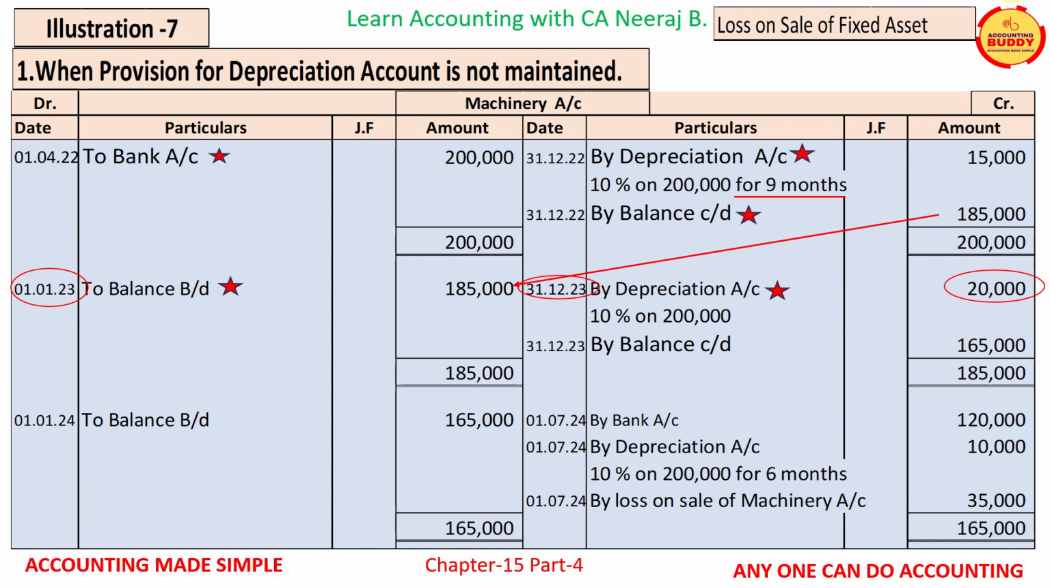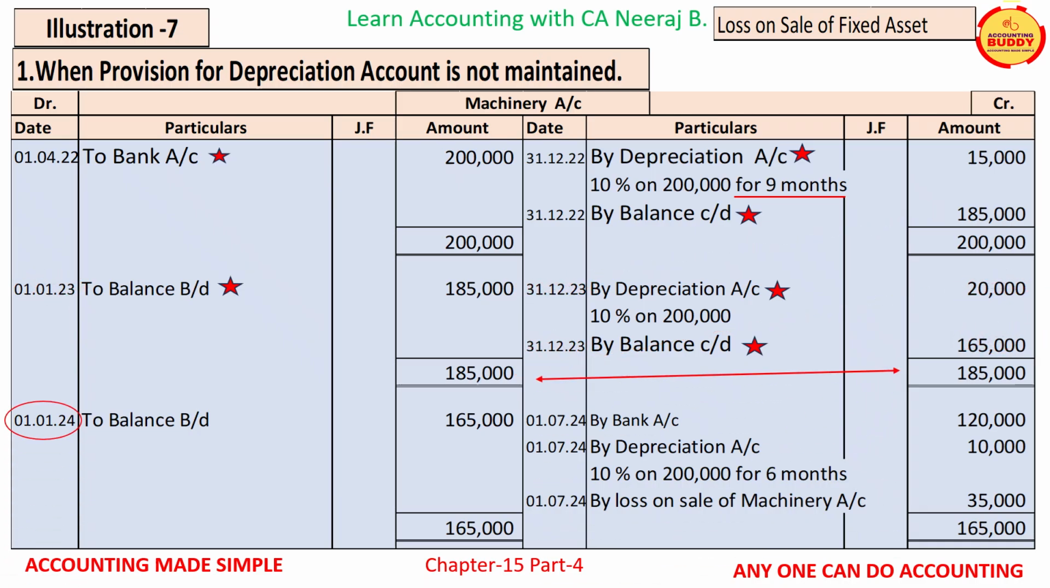Now if we deduct from the total of $185,000 debit side balance, $20,000 credit side entry, we are left with a net asset value of $165,000 as on 31st December 23 and it is shown on the credit side of the machinery account by writing the words by balance carried down. Thus the machinery account for the financial year 2023 is balanced.